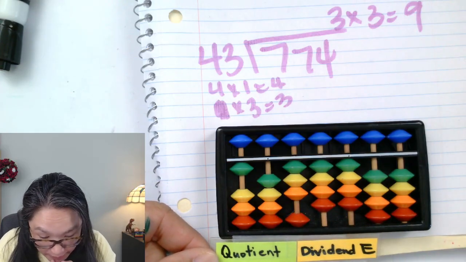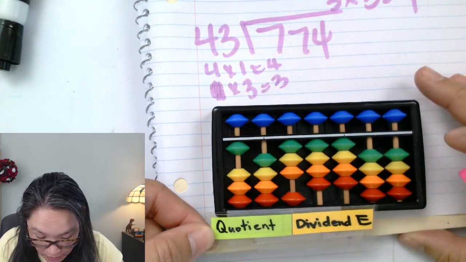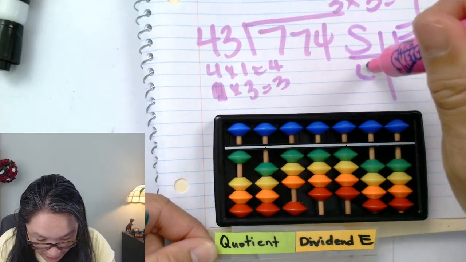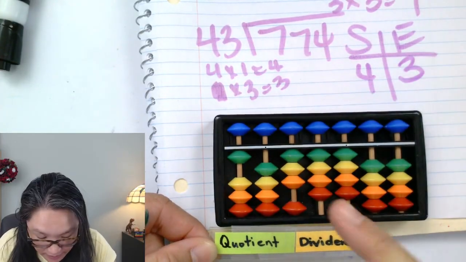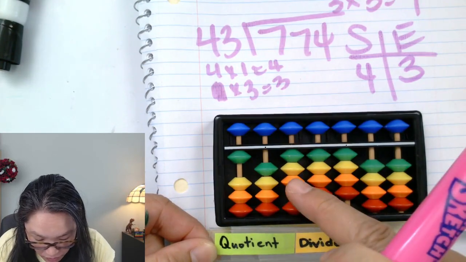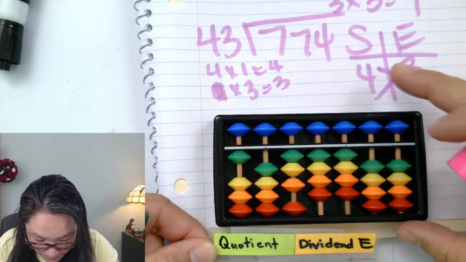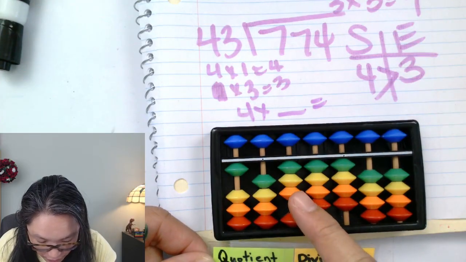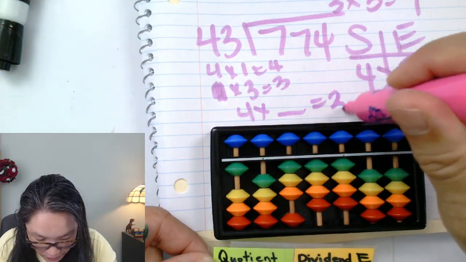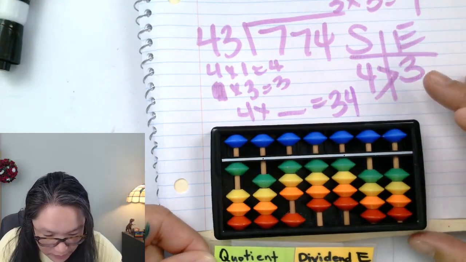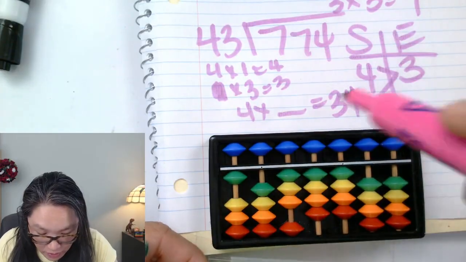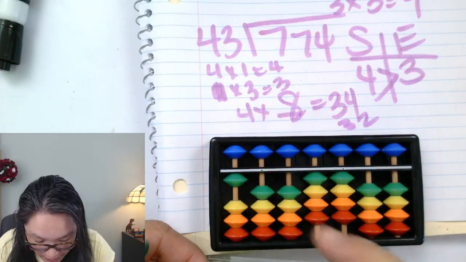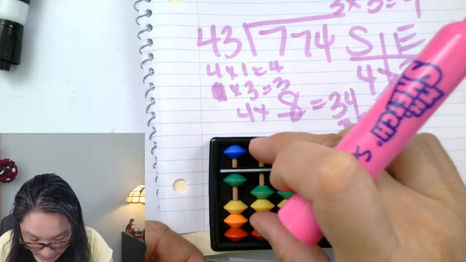I don't know how I got 1. I must have moved too much. So my divisor is 4 and my dividend is 34. My 4 is bigger, so 4 times what is equal to 34 or less? Oh, that's what it was. Yep. So 4 times 8 is equal to 32. Take away 3, take away 2. I need to add my 8.